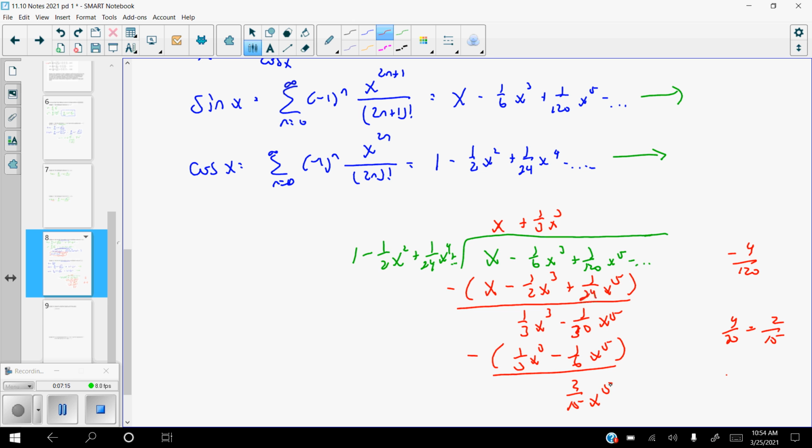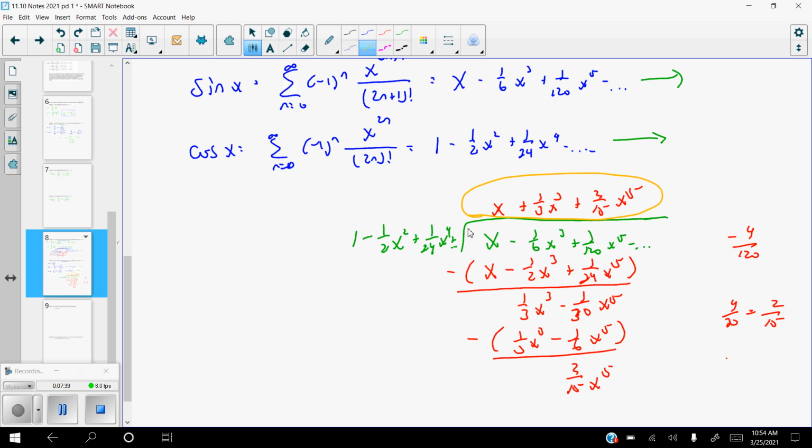So we should get 2 over 15 x to the fifth. Again, don't need to bring anything else down. What do I multiply times 1 to get 2 over 15 x to the fifth? I get 2 over 15 x to the fifth. So these are the first 3 non-zero terms of tangent of x. And again, you could have tried to develop that. It would have been a real pain to develop it the other way. Believe it or not, this was probably the easier way to do it.